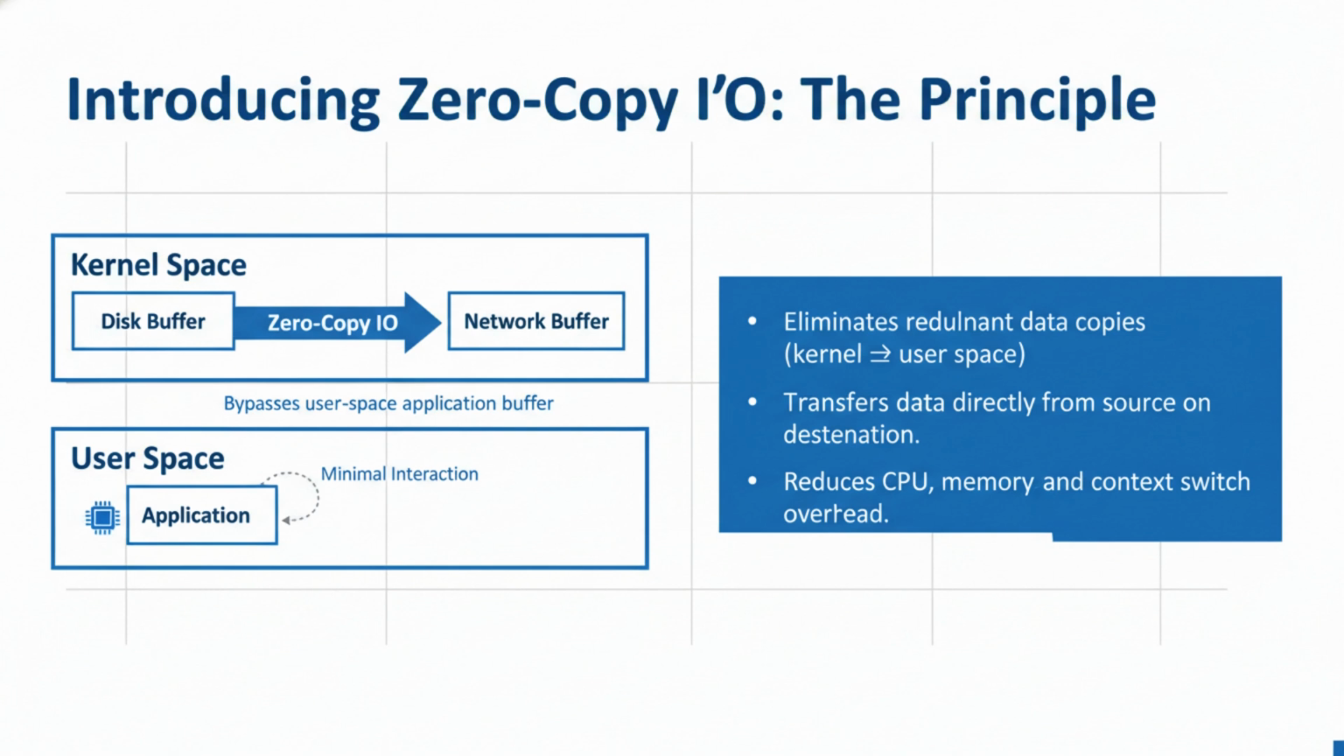This approach significantly reduces CPU utilization, frees up memory bandwidth, and minimizes context switches. The result is a more efficient data path, leading to higher throughput and lower latency for data-intensive applications. It's not about literally zero copies in all cases, but about eliminating the copies that move data through the user space application, making the kernel handle the entire transfer internally.